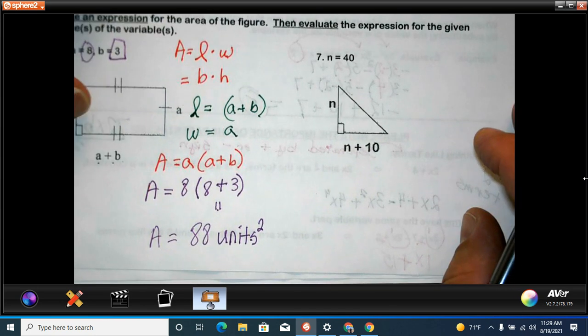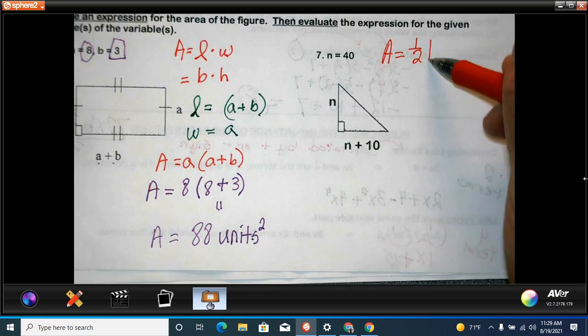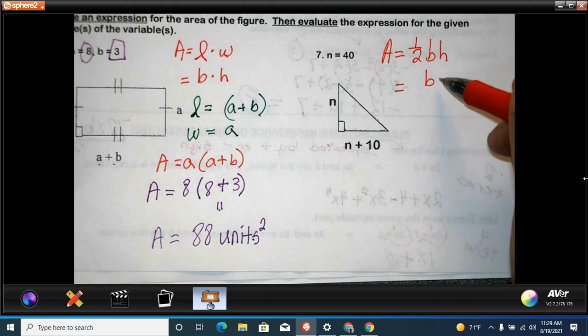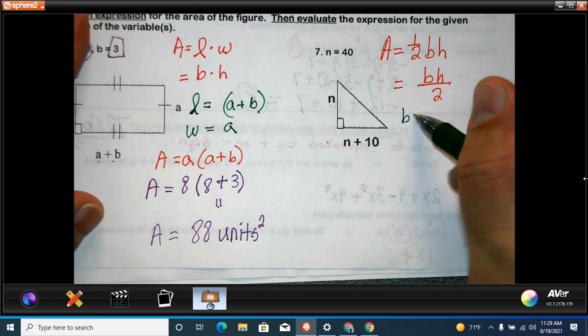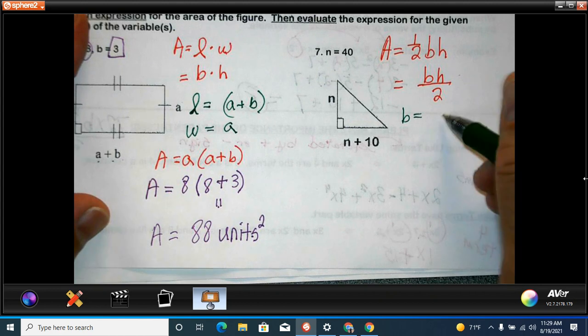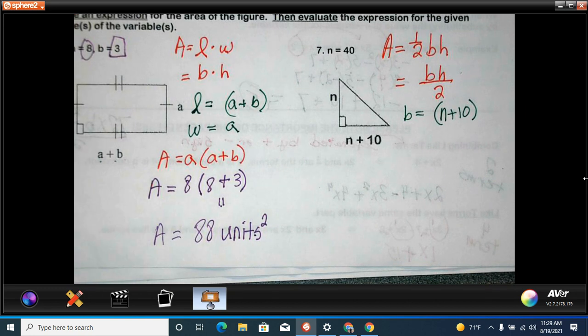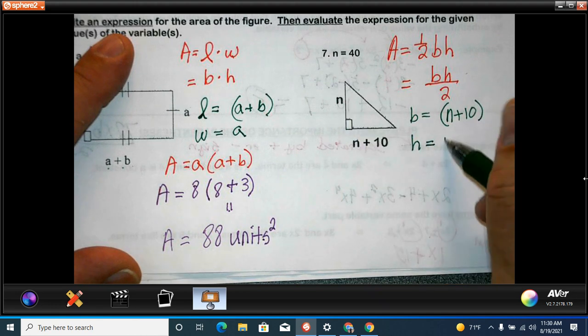Okay, area of a triangle. One half base times height, right? Or base times height divided by 2. I think a lot of you use this one though. Okay, so I'm going to define my variables. My base is n plus 10. And I'm going to put parentheses around those because it's two terms. My height is n. Yeah, I know my n's and h's look alike.